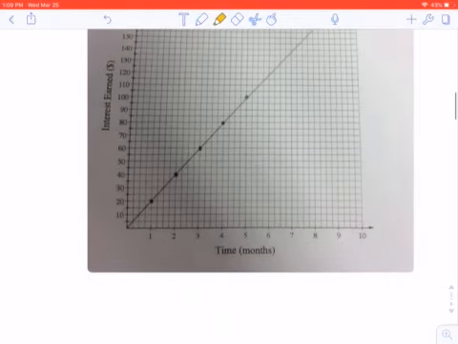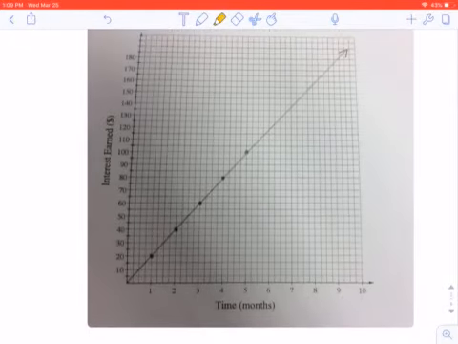So this is what your graph should have come out like. When we looked at our table, we saw that it increased by $20 every month. So after month 1, he had $20. After month 2, he had $40. So that's a constant rate. So we should see that our graph has a constant rate and makes a straight line.